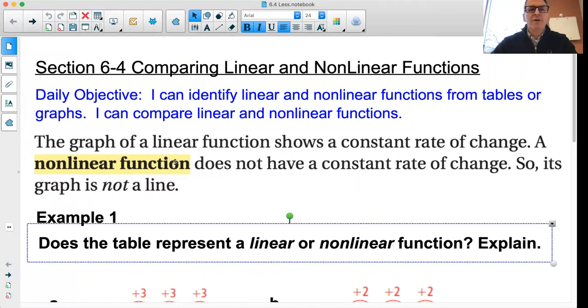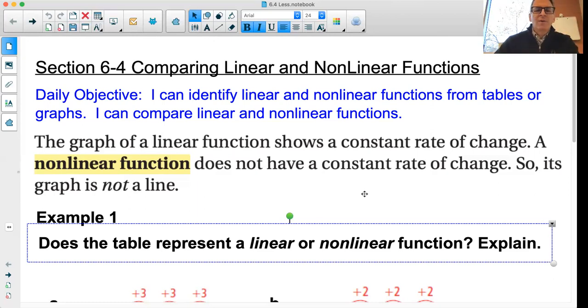It says the graph of a linear function shows a constant rate of change. Okay, so basically a graph of a linear function shows a constant slope. A nonlinear function does not have a constant slope or rate of change. So its graph is not a line. So if you can find that slope and if it's constant, the rate of change is constant, it's considered a line.